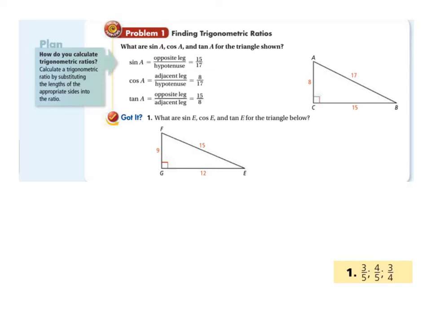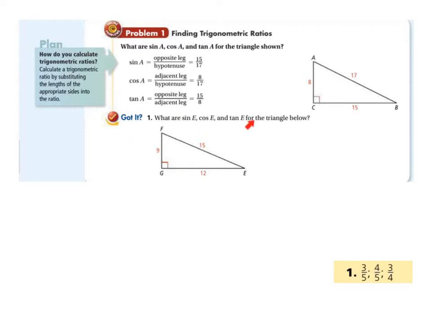Cosine of A is adjacent over hypotenuse. Please remember that the hypotenuse can never be the adjacent or the opposite, technically. Can't be. So, again, 8 over 17 for that. And then tangent of A is opposite over adjacent, so 15 over 18. So we need to find those exact same things. And again, please remember you must reduce those.